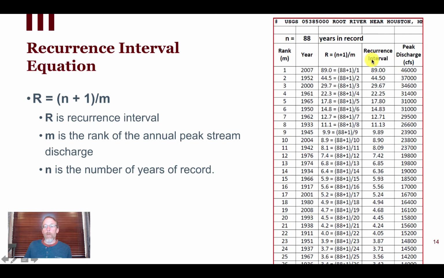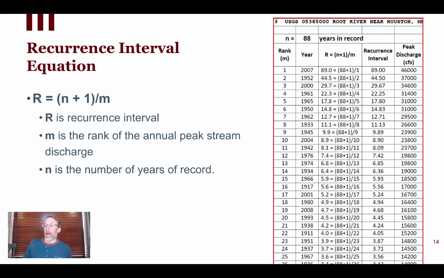But we may not have as much confidence in the true recurrence interval of the largest events in our data set, because we just haven't seen them. Now, let's say that 900 years from now, when we have 1,000 years of record in the Root River, we statistically have probably seen about 10 100-year floods, and we'll have a much higher confidence in what a 100-year flood really is at that point.